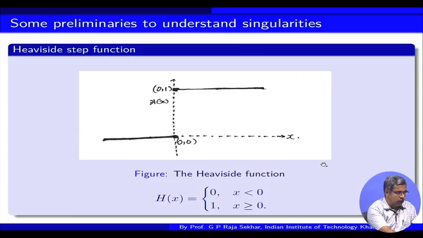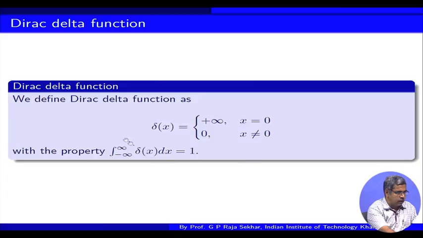The next function that comes to our mind is the Dirac delta function. It is defined as follows. It is 0 at x not equal to 0 and it is unbounded at x equals 0, with the corresponding property that the total integral is 1. Now you might be wondering what this Dirac delta function is. It is a point source.